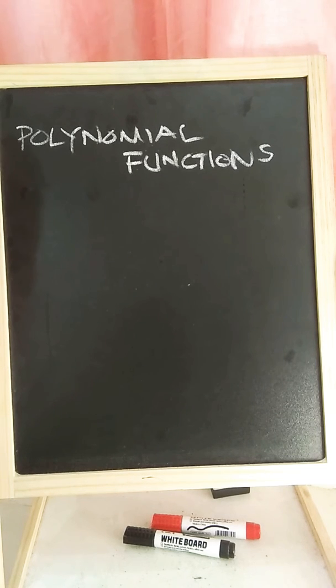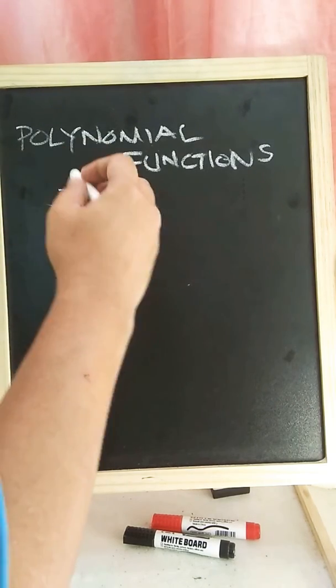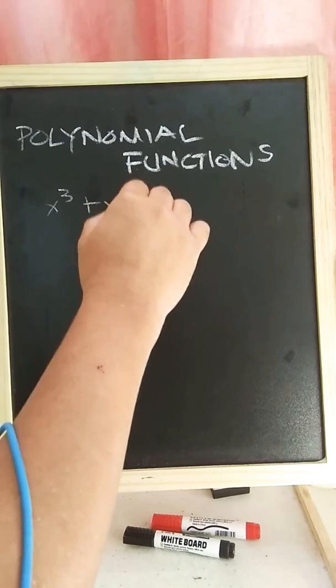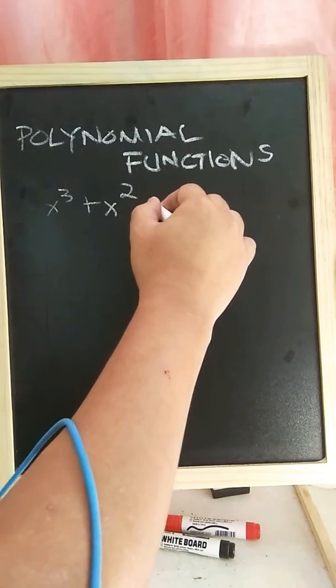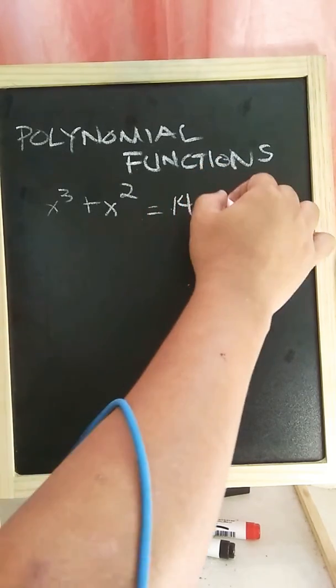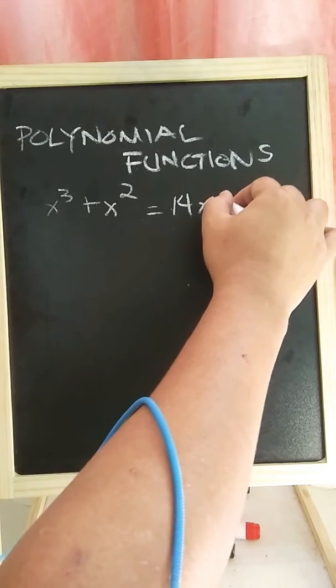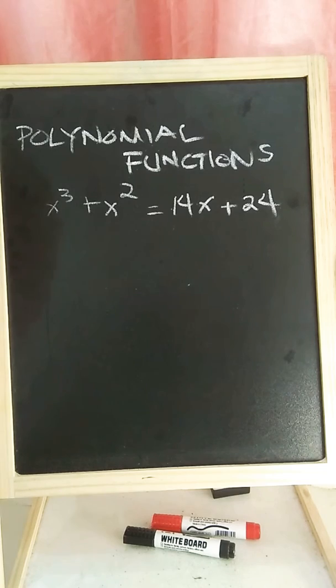Yung polynomial functions na tinatawag. We ended up during our first quarter with polynomial equations. You usually have this one, for example: x cubed plus x squared is equal to, usually ganyan na natin, 14x minus plus 24. And then, equating it to 0, ginaganyan natin siya.